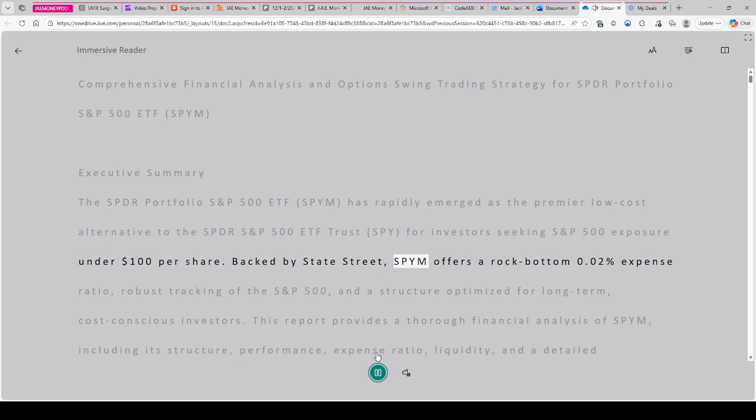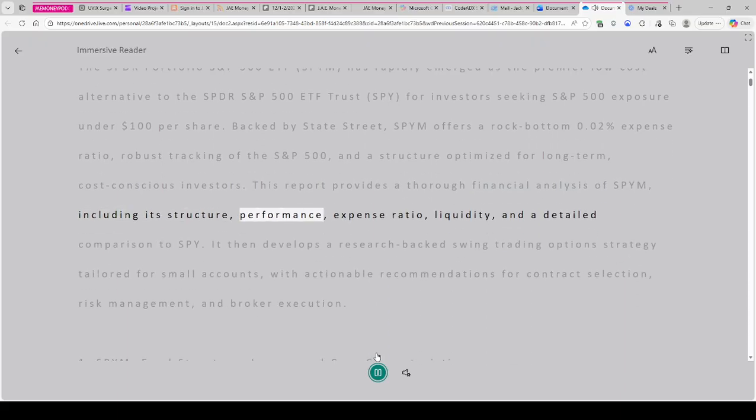Backed by State Street, SPYM offers a rock-bottom 0.02% expense ratio, robust tracking of the S&P 500, and a structure optimized for long-term, cost-conscious investors. This report provides a thorough financial analysis of SPYM, including its structure, performance, expense ratio, liquidity, and a detailed comparison to SPY. It then develops a research-backed swing trading option strategy tailored for small accounts, with actionable recommendations for contract selection, risk management, and broker execution.